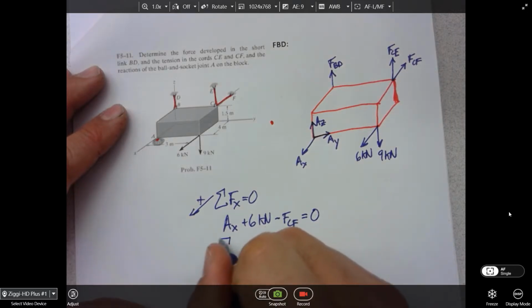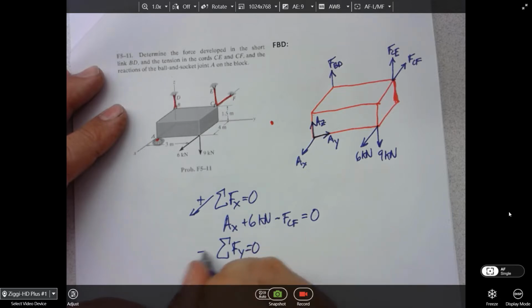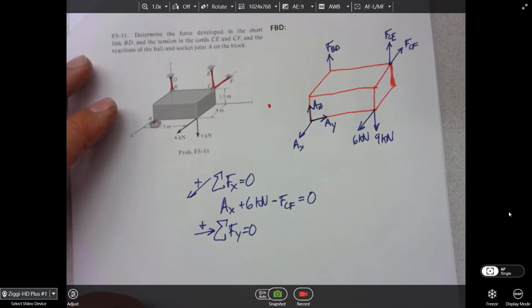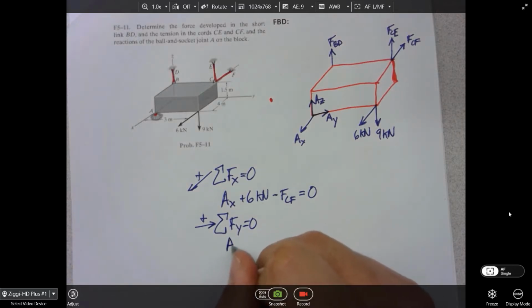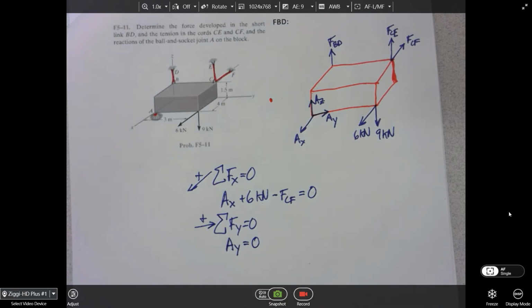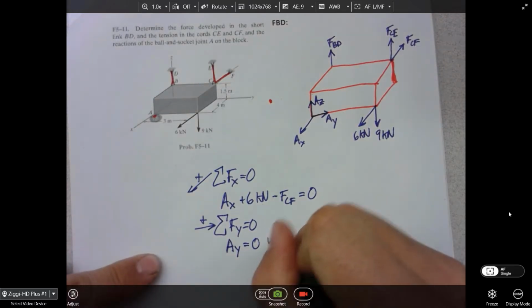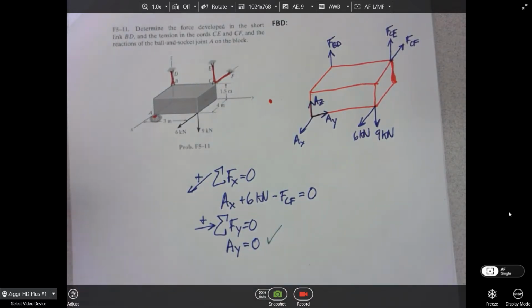Give you a minute to do the sum of the forces in the y. What'd you find? Just AY, right? So then AY equals 0. Look at that. We are 20% there. Ding! Okay.